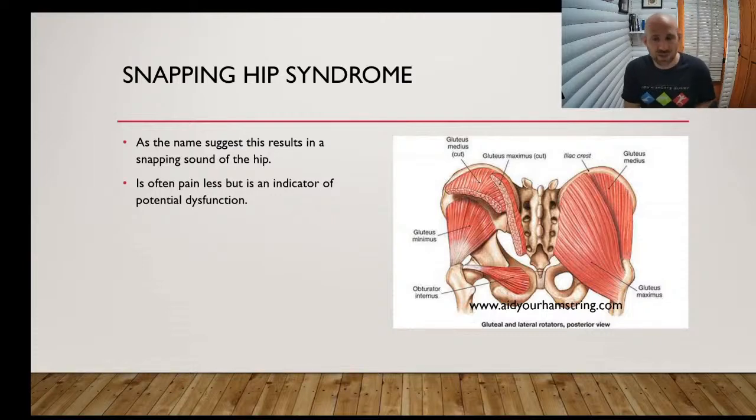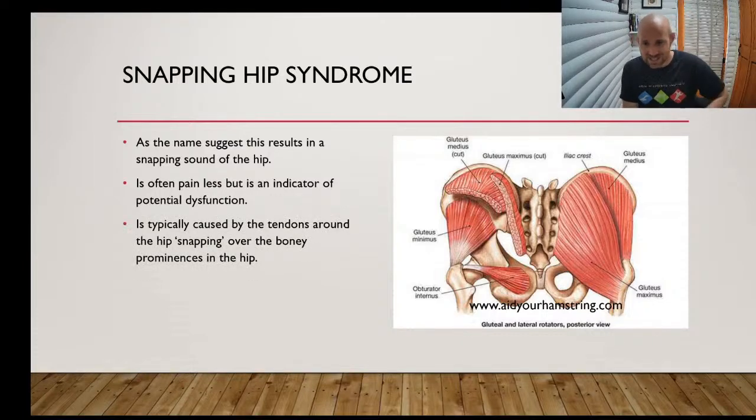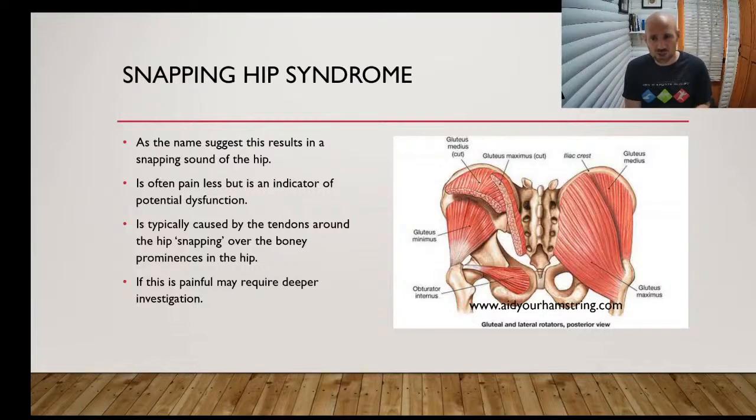But what it's showing us is it's an early indicator that there's some dysfunction going on. So, as I said, typically caused by the snapping over the bony prominences. If it is a painful condition, if you really suffer with that snapping hip syndrome, that's when you certainly want deeper investigation. But it is often, as I state there, painless, but is a really good indicator that we've got some hip dysfunction.